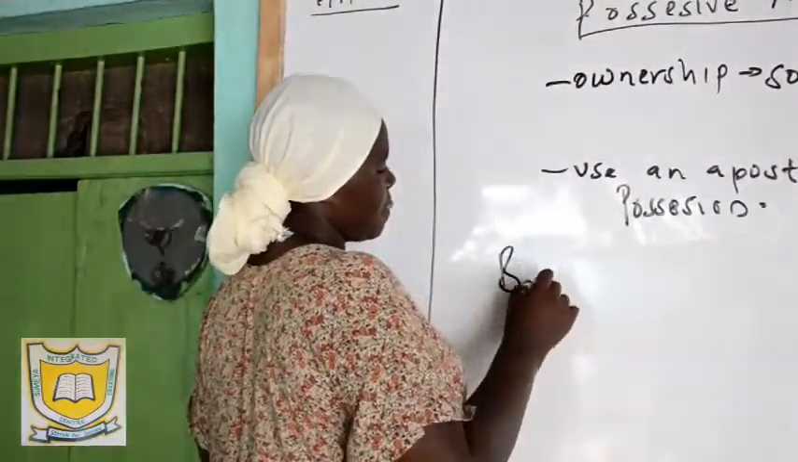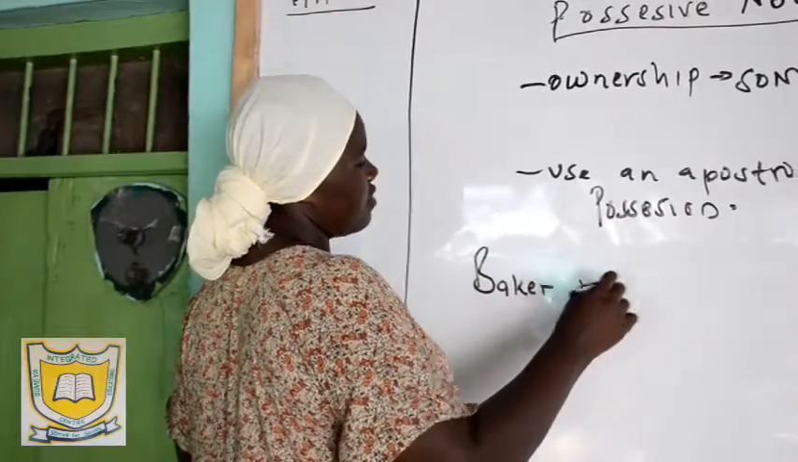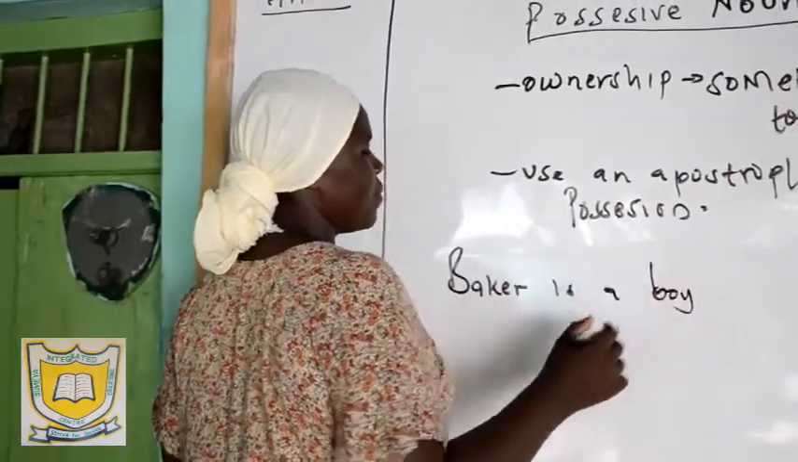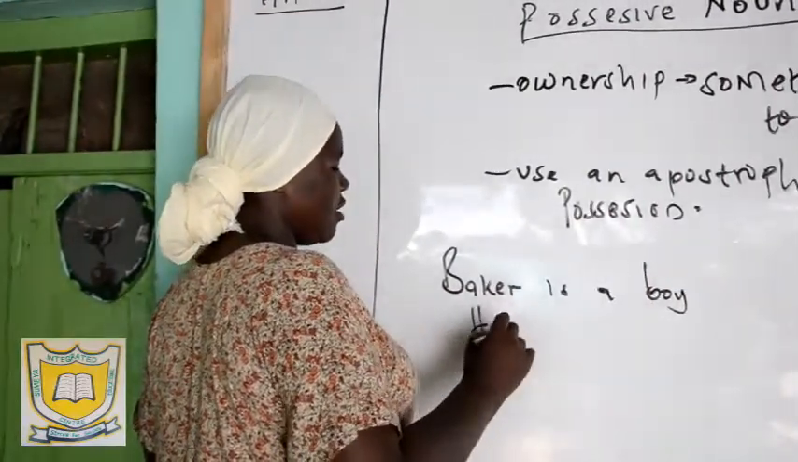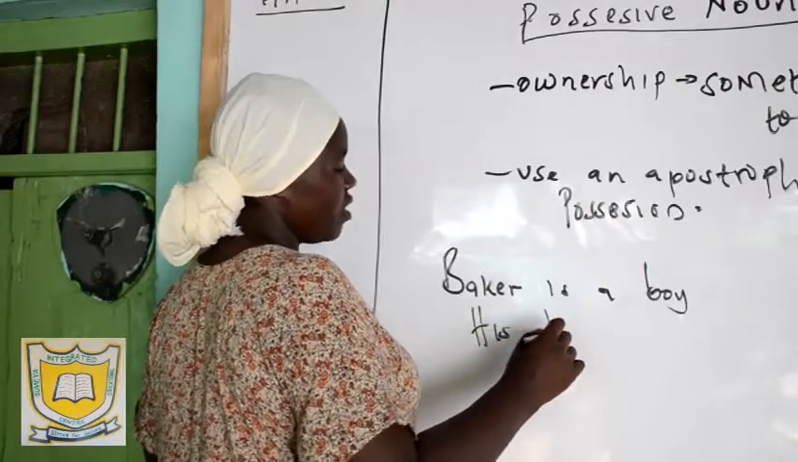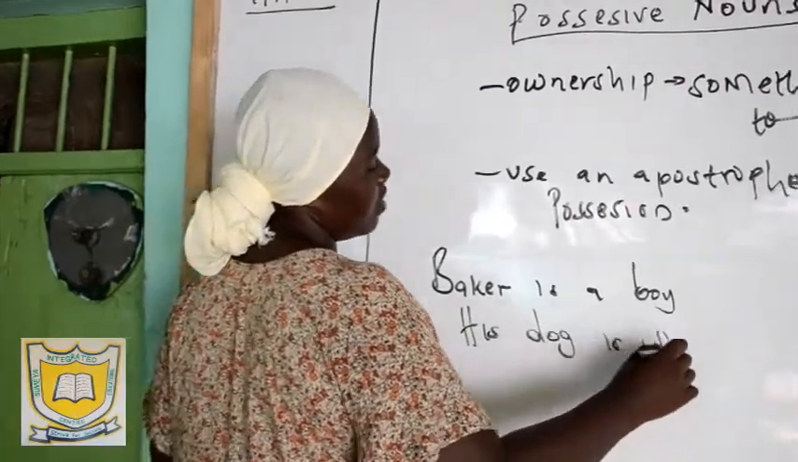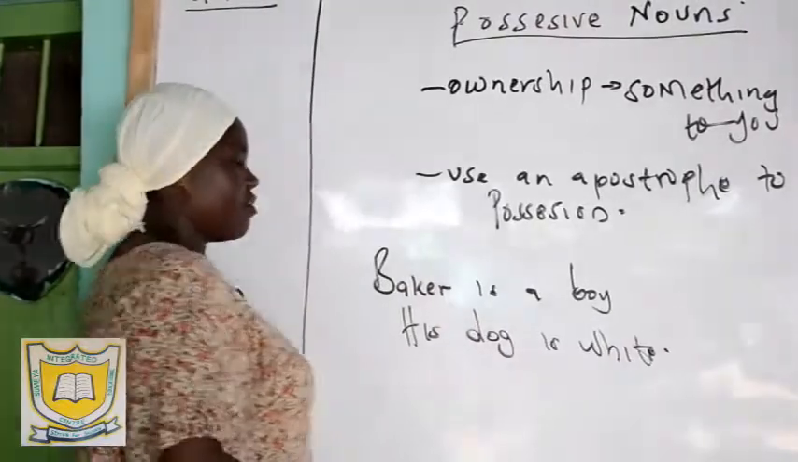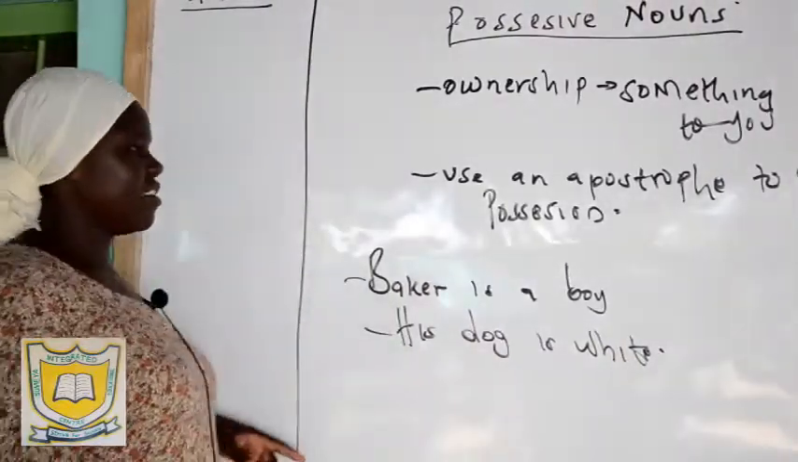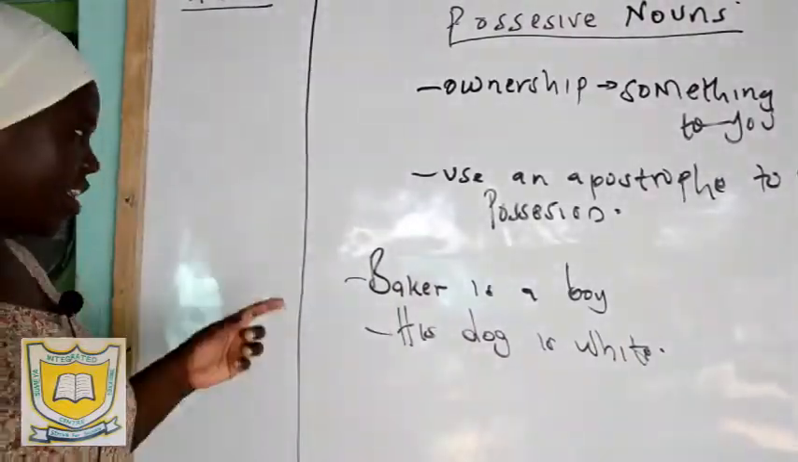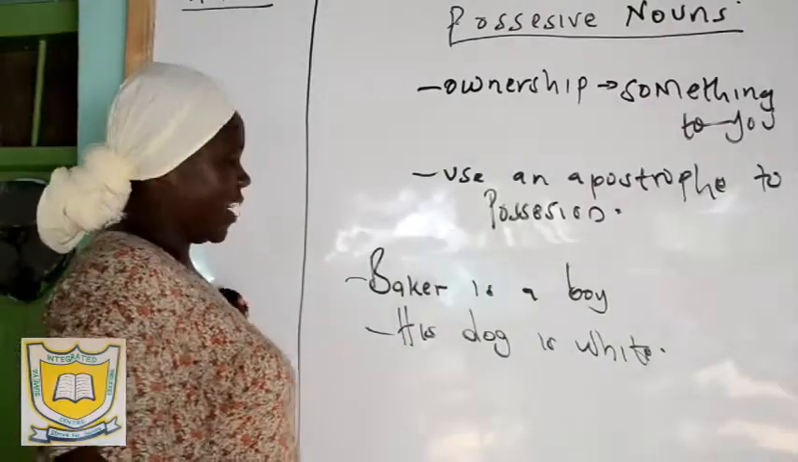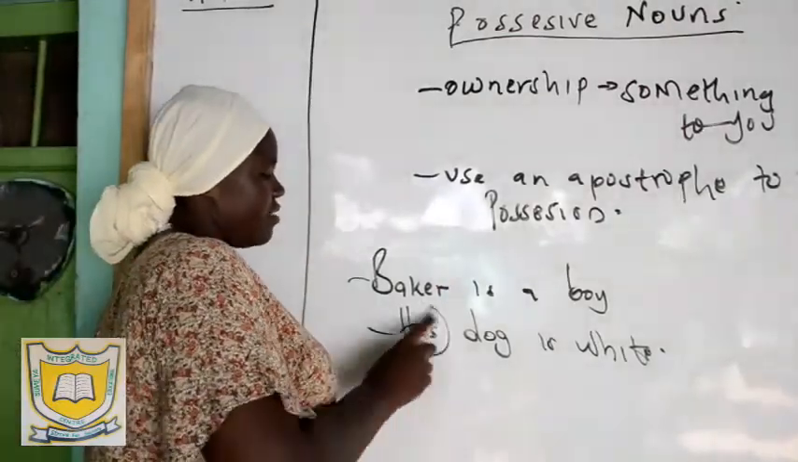Baka is a boy. His dog is white. So we have these two sentences: Baka is a boy. His dog is white. Now, you have "his."